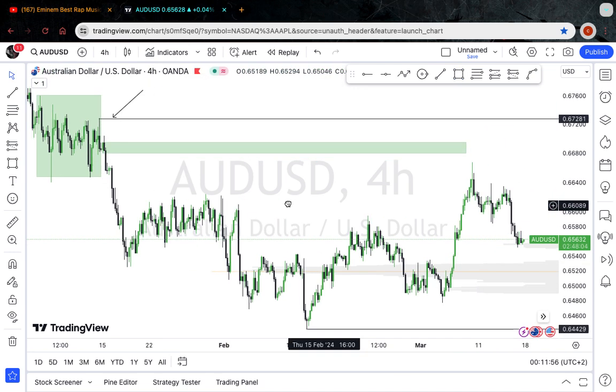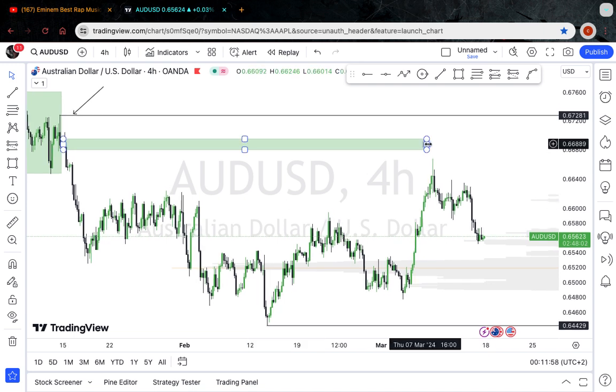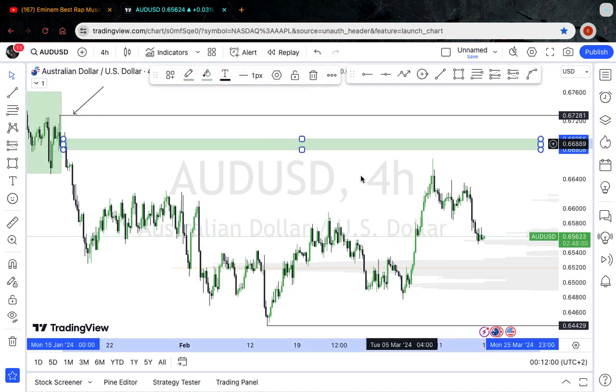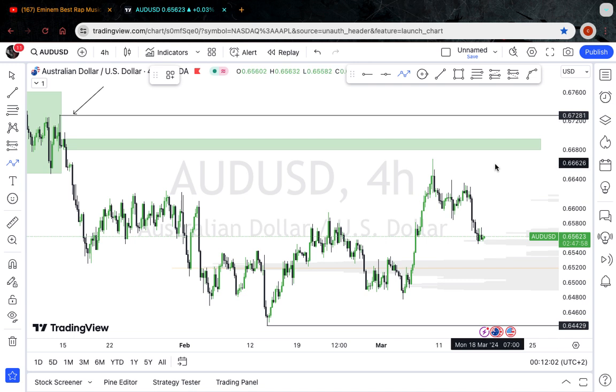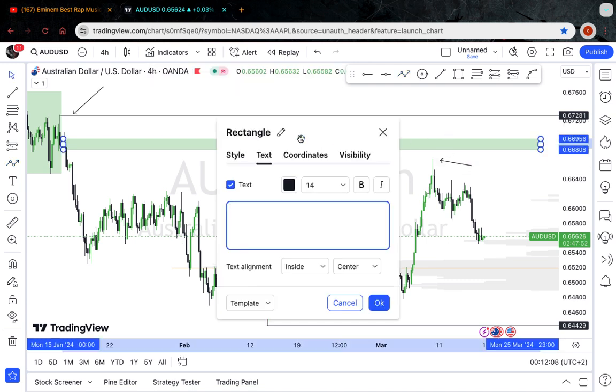Once we drag that supply zone to the right, we can see that the market failed to test this zone here. It failed to test that zone. But we all know that the market doesn't turn in the middle of nowhere. We need to check what caused the market to push to the downside exactly at that level.